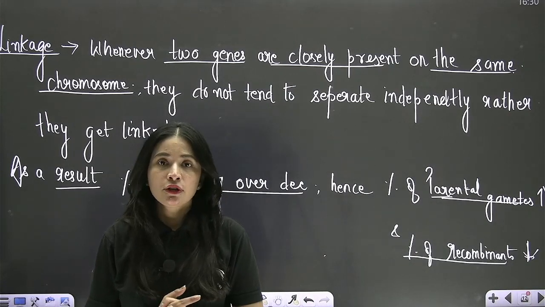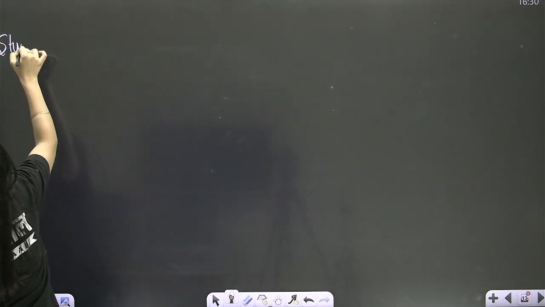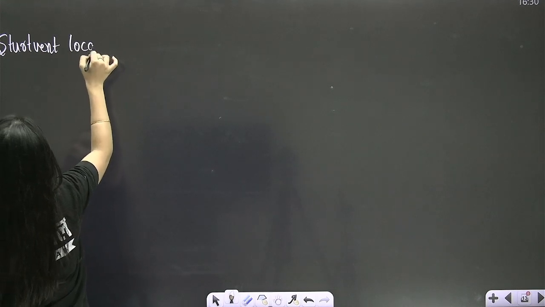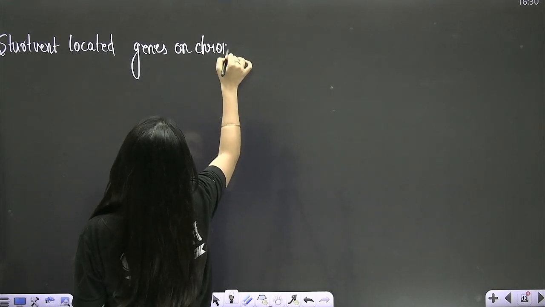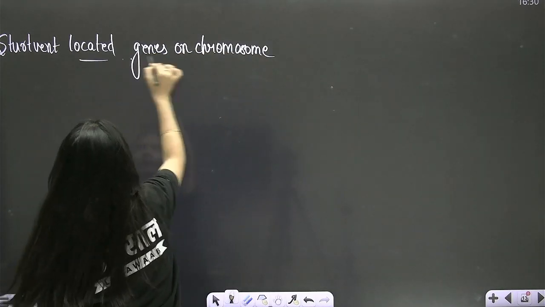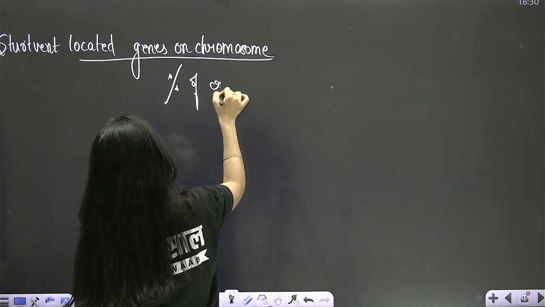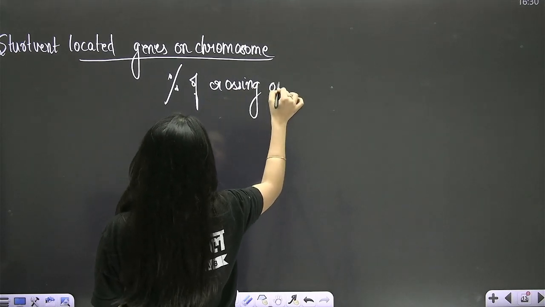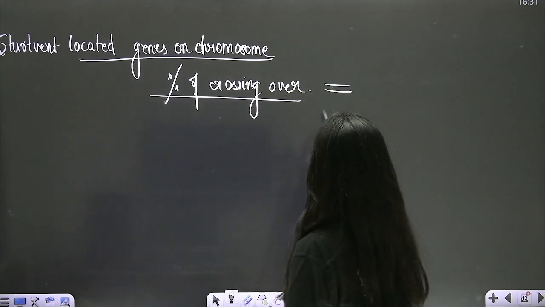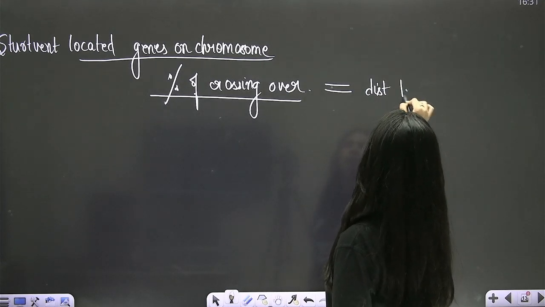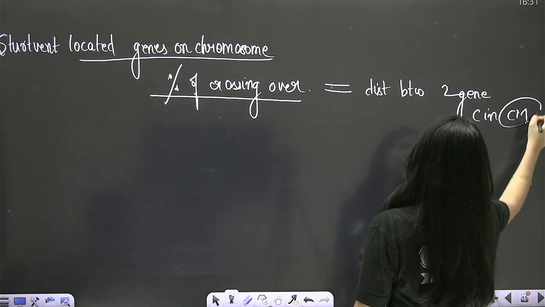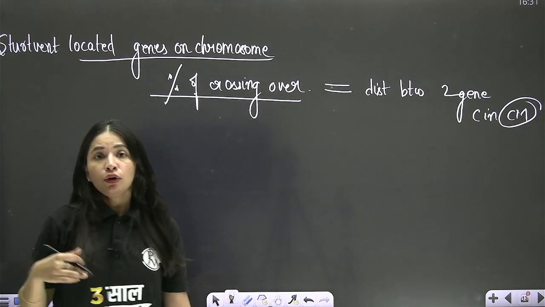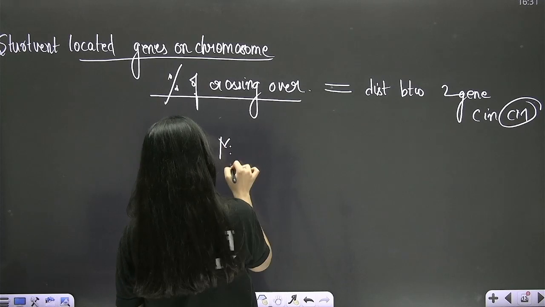Okay, well done then. So now let's write on the screen that Alfred Sturtevant located genes on chromosomes by stating that percentage of crossing over is equal to the distance between two genes, and the unit will be cM. Right? Correct, everyone? Now, moving towards the next important topic of the chapter, that is mutation.